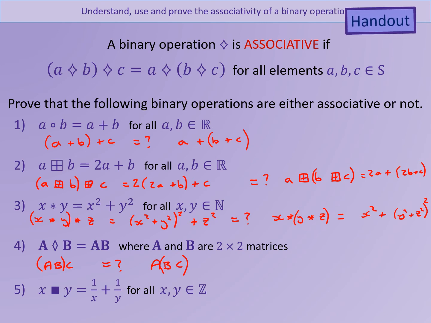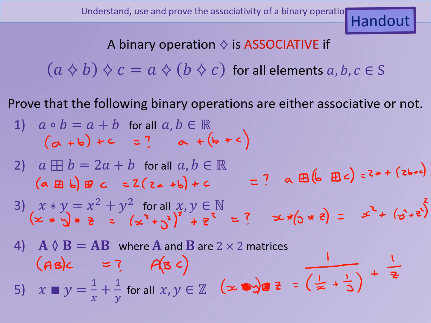And finally, for the last one, we are going to calculate X operation Y operation Z, first of all by putting the brackets around the X and the Y. So X operation Y would be 1 over X plus 1 over Y. We're then going to perform this answer operation with Z. So in other words, 1 over this answer plus 1 over Z.